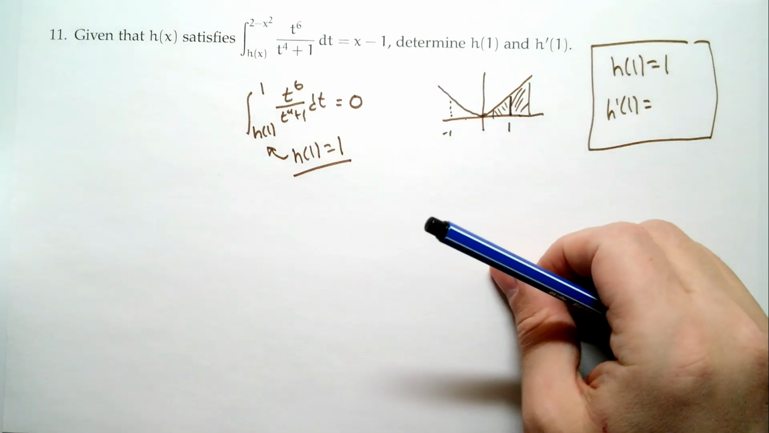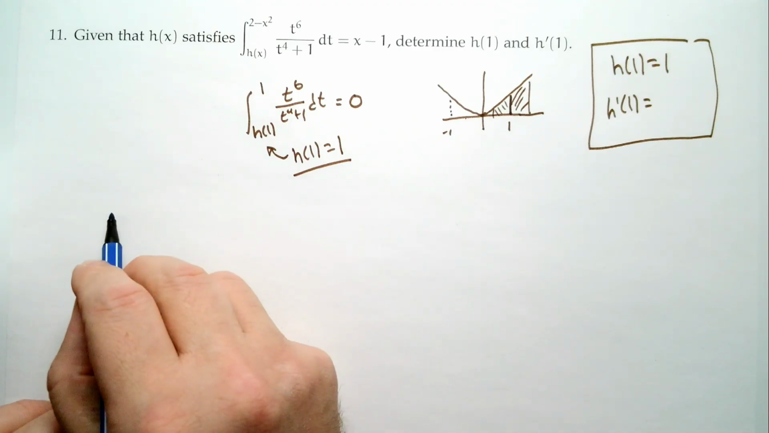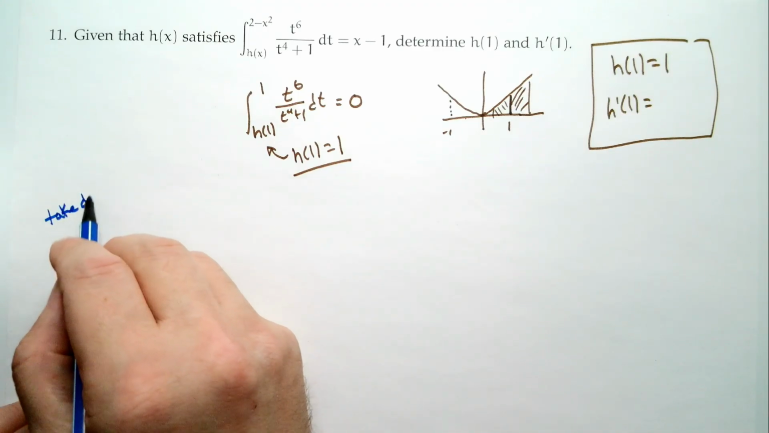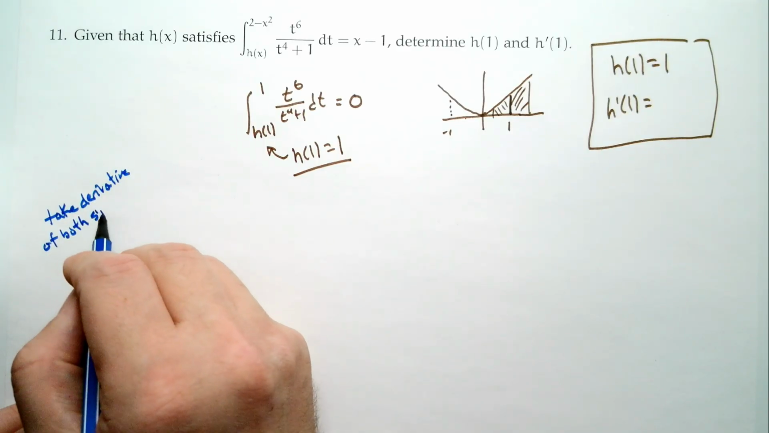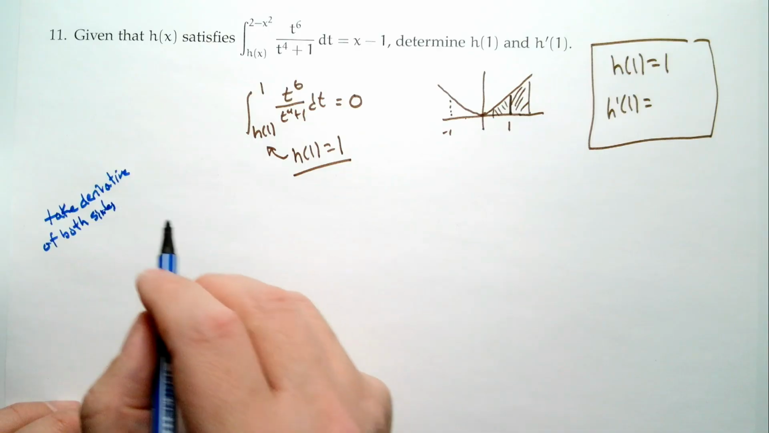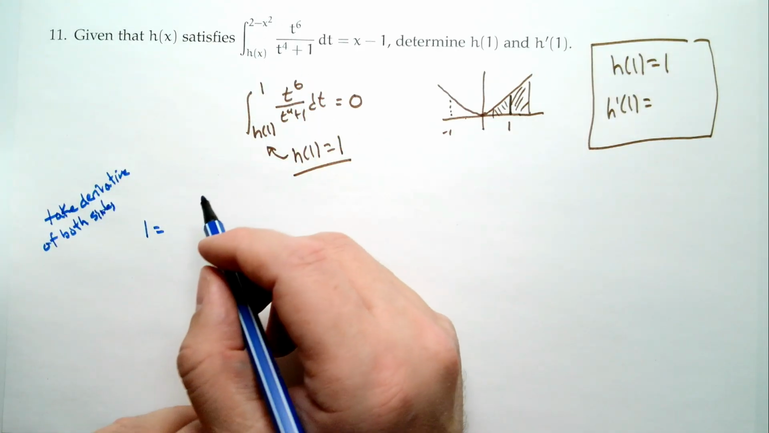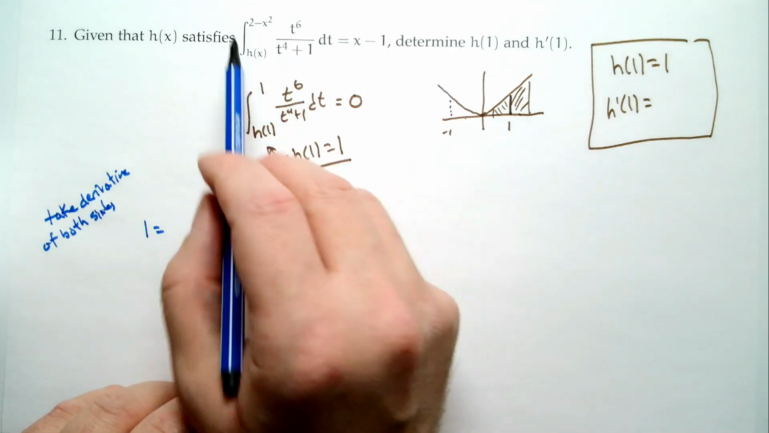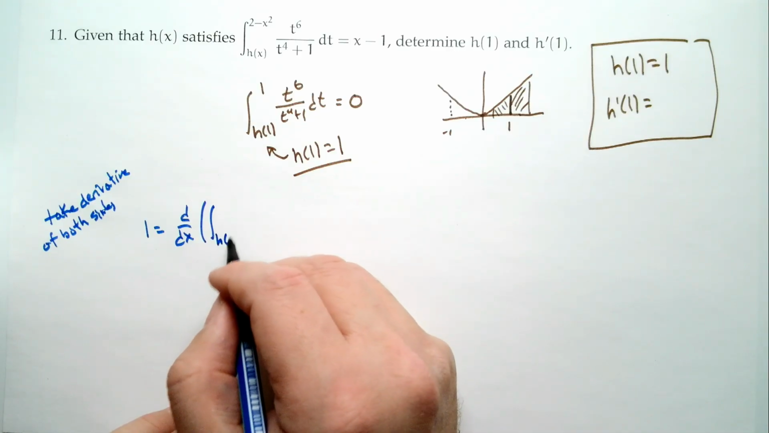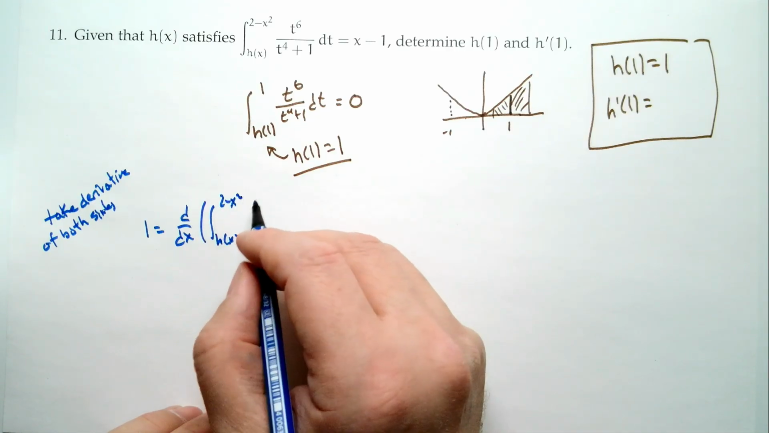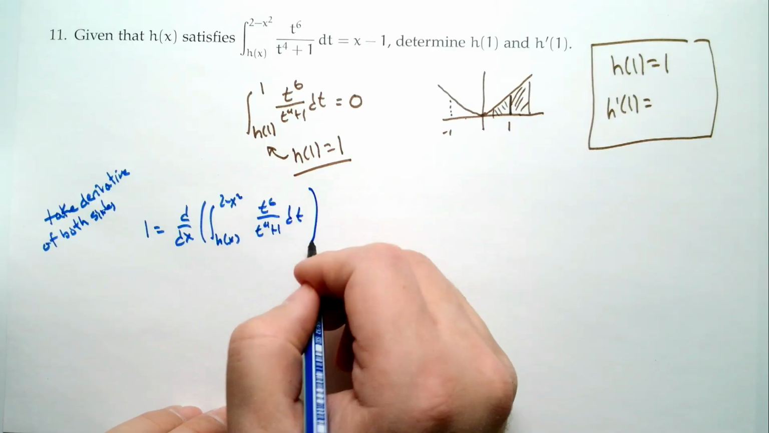Now, again, let's start with the easier side. What's the derivative of x minus 1? Yeah, 1. Okay, so take the derivative of both sides. And what do we get? Lo and behold, we get that 1 is equal to, for this derivative, well, what do we need? All right, let's write down what we're doing. The derivative of the integral from h of x to 2 minus x squared of t to the 6 over t to the 4th plus 1 dt. What tool do we need?